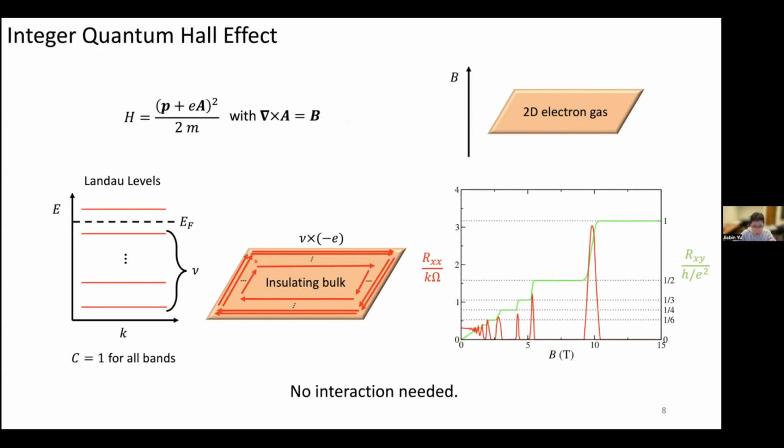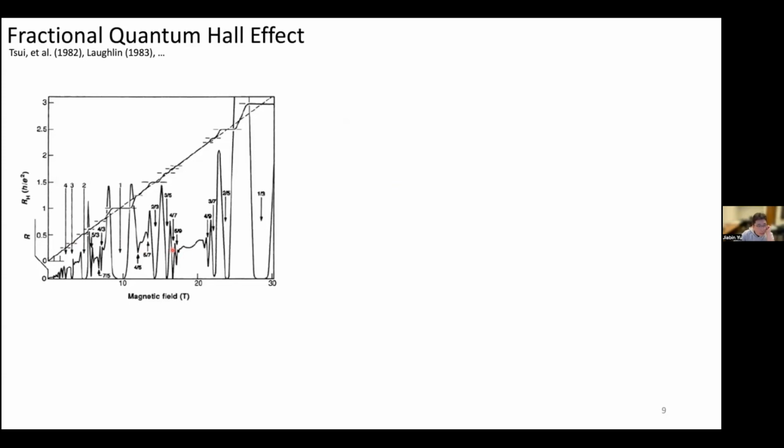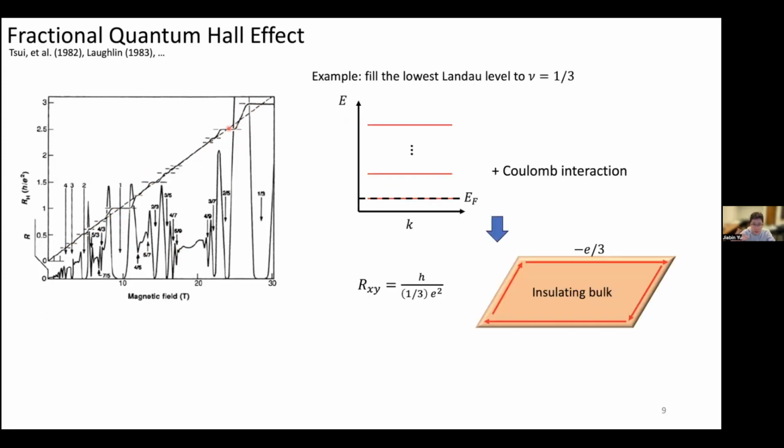But in experiments, if the magnetic field is large enough, we not only see a plateau at integer filling 1, 2, 3, 4, but also see plateau at fractional filling. And this is called fractional quantum Hall effect. So the explanation of this fractional plateau must involve Coulomb interaction. To see that, let us take 1/3 as an example.